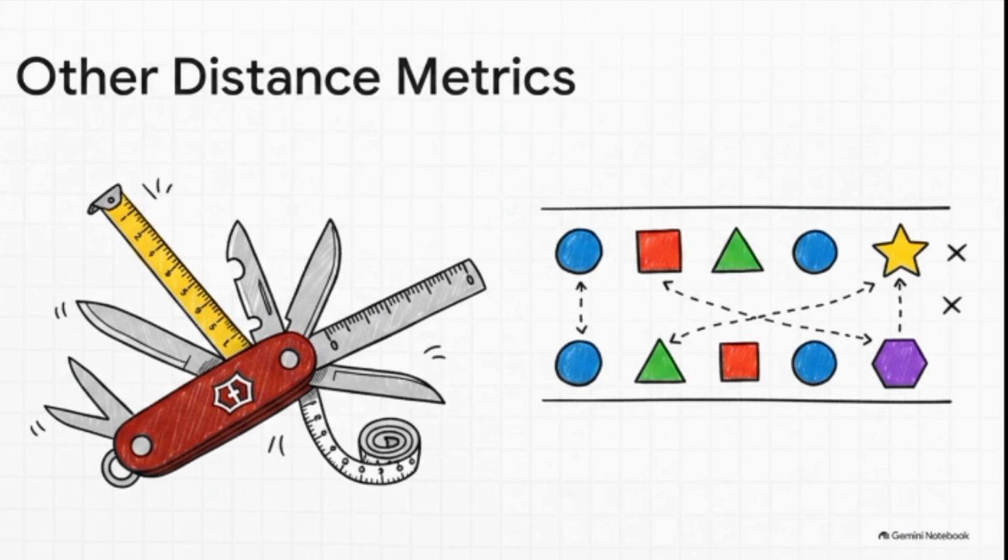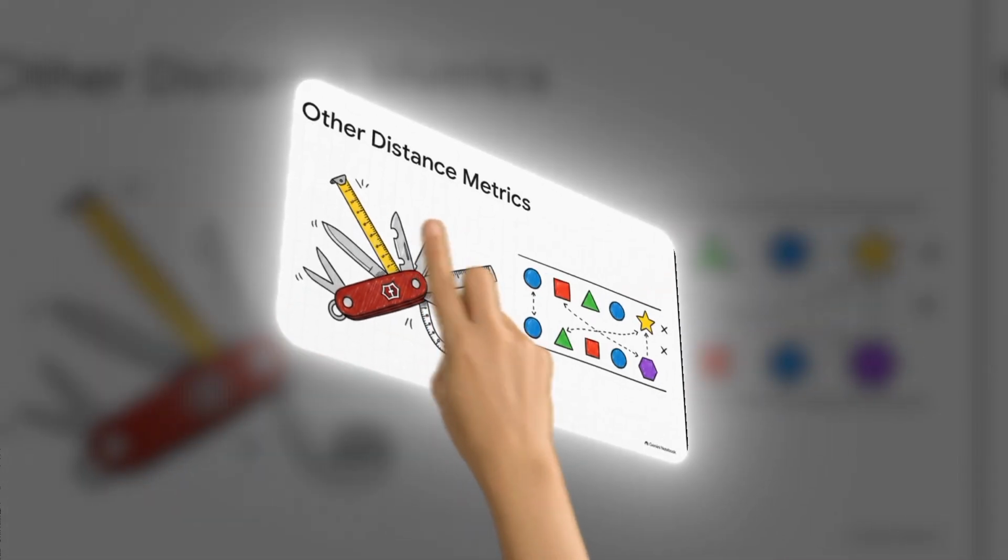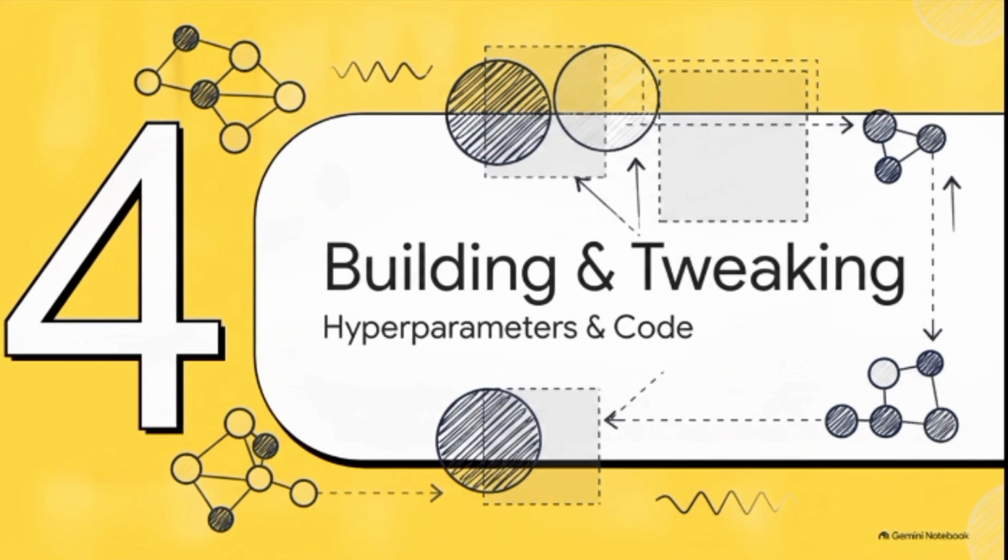Kind of like comparing 2 words to see exactly how many letters are different. The big takeaway? Ensuring we always use a meaningful distance metric for our specific data type is absolutely key to making KNN work.